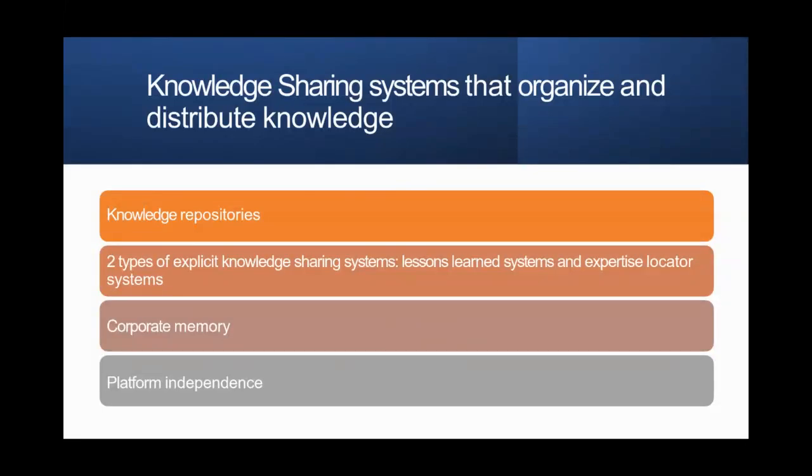So here, knowledge sharing systems that organize and distribute knowledge. Okay, you've got knowledge repositories. You've got your two types of explicit knowledge sharing. Remember, we said explicit knowledge is what? You guys remember what explicit knowledge is? Take a guess, guys. At least you're responding. Take a guess. Anybody. Remember, we spoke about tacit and explicit. What is tacit?